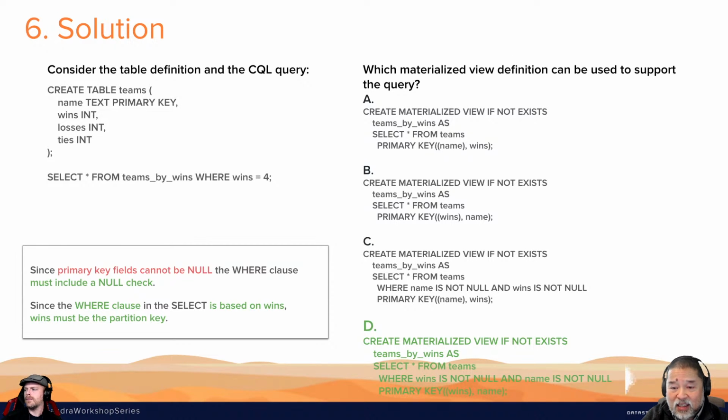And as we look at that, as David said, you kind of just have to know this: none of the fields from a primary key can be null. Therefore, to create the materialized view, we do have to do the null check because the wins column could be null in the original table, but we have to do the null check for all the fields of the primary key, both wins and name, so D is the correct answer.